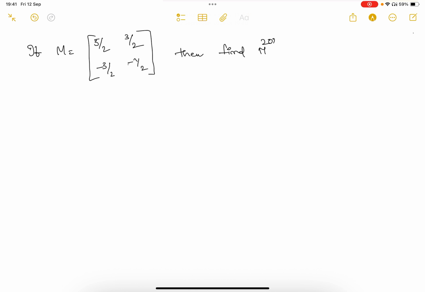Hello, let's solve this problem. If M is a 2 by 2 matrix, 5 by 2, 3 by 2, minus 3 by 2, and minus 1 by 2, right? Then find M power 2022, right? So let's start.